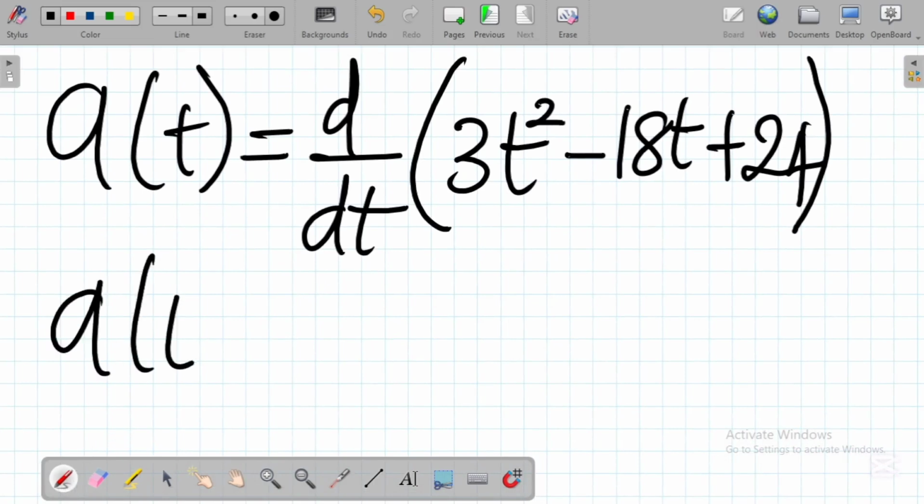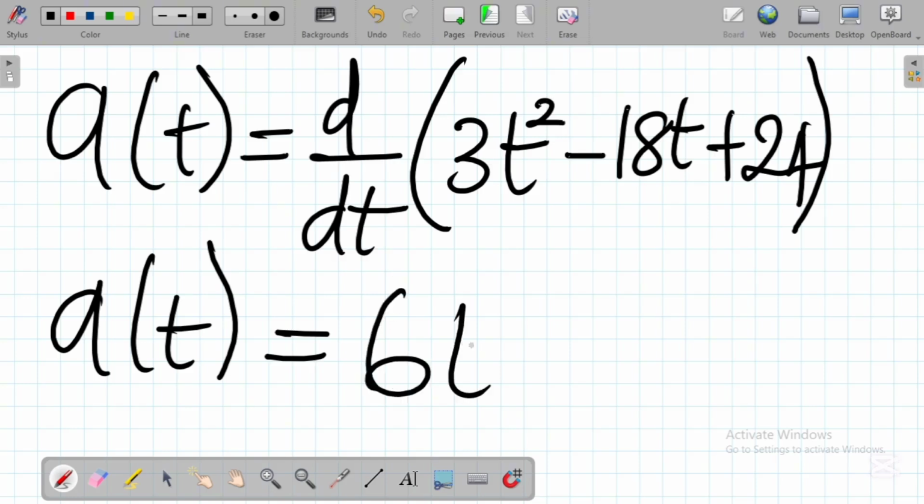So a of t is equal to, if you differentiate 3t raised to power 2, it would give you 6t. 2 multiplied by 3 is 6, and then you attach t. 2 minus 1 is 1, so we are left with 6t. If you differentiate 18t, it would give you 18, so we have here negative 18. And also, if you differentiate 24, it would give you 0, because 24 is a constant. So our acceleration is equal to 6t minus 18.